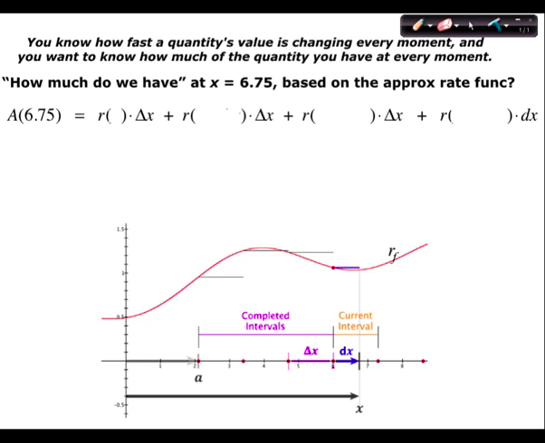There were 2 parts to it. So if we wanted to get the accumulation up at 6.75, we would accumulate the dy's where?